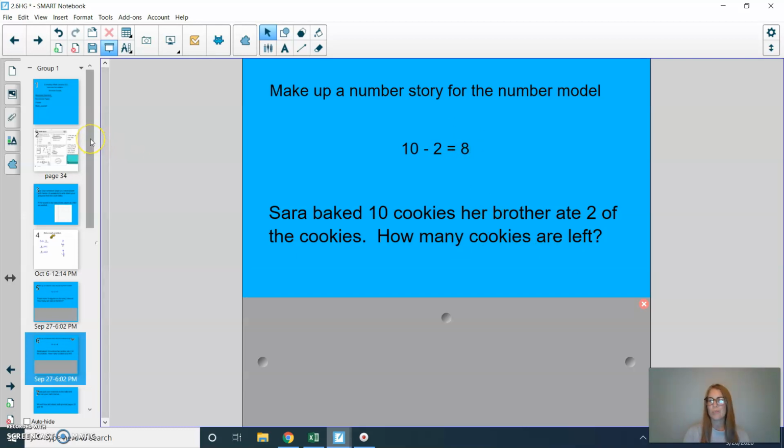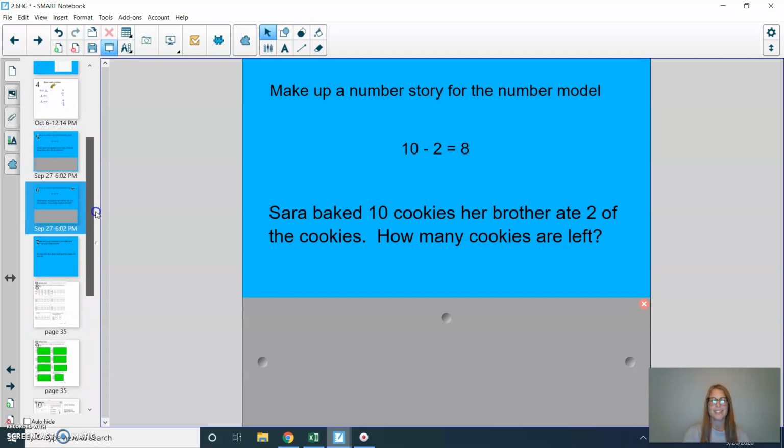If you want to practice more with number stories, you could write down some other problems before moving on to our next slide.